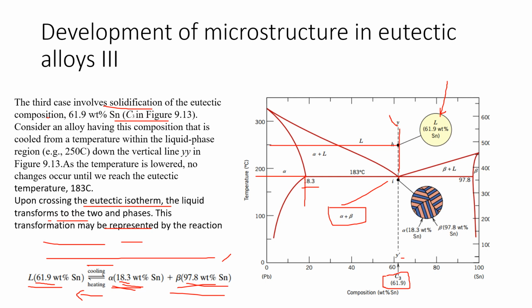The microstructure of the solid that results from this transformation consists of alternating layers, sometimes called lamellae. We will discuss the lamellae in the subsequent slides. This is the microstructure of the two solid phases, alpha and beta. The alpha is represented by the pink lines, while the beta particles are surrounded by the blue lines. Alpha is 18.3% by weight and beta is 97.8%.